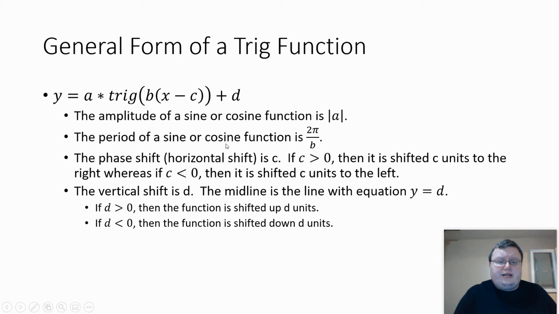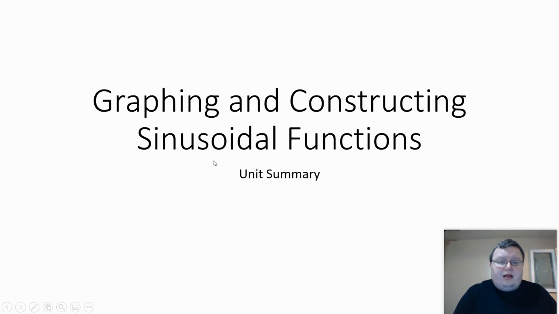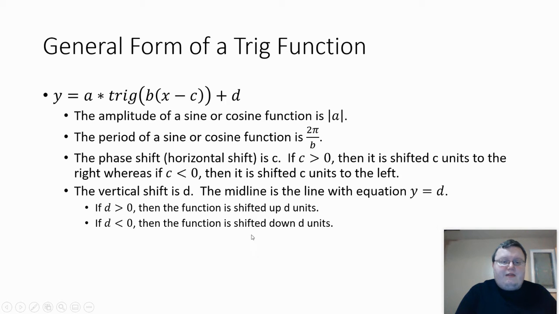That is the period for sine and cosine. Went backwards, sorry. The phase shift, or horizontal shift. Phase shift is just a horizontal shift. You're taking the whole function and shifting it left or right, whichever direction. I know I did that backwards for you all. But anyways, the phase shift is c. If c is greater than 0, then it is shifted c units to the right, whereas if c is less than 0, it's shifted c units to the left.